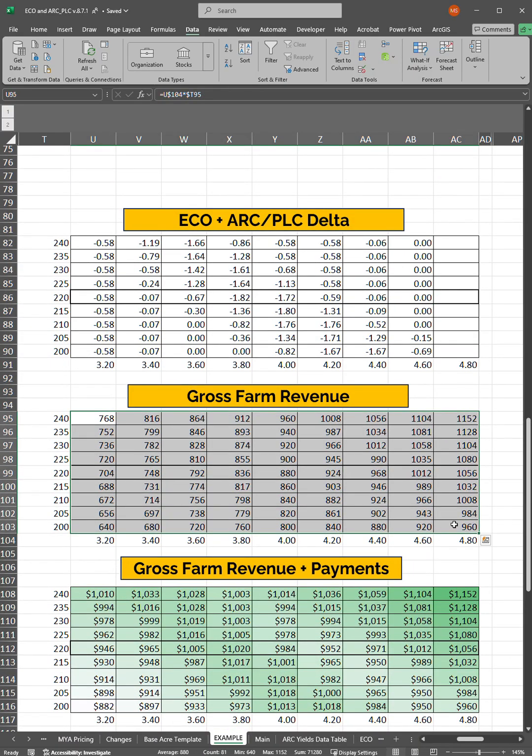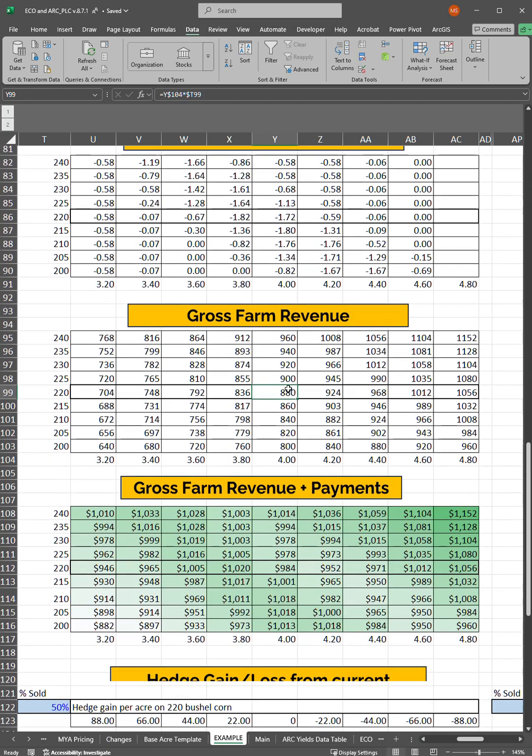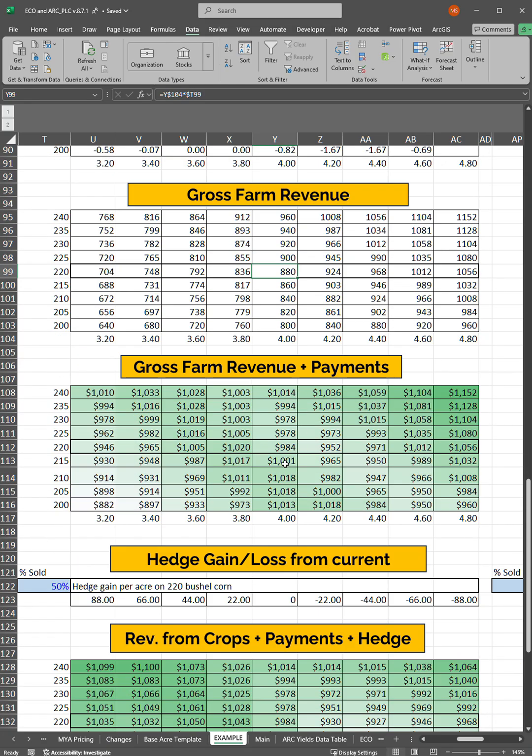If we combine that with your gross farm revenue, this is just a simple calculation of $4 times 220, 880 bucks of gross revenue. If we combine those two numbers, we get this outcome. So with payments, you could expect $984 an acre of revenue plus FSA payments. You can see that if we go from 4 down to 380, you actually increase your gross revenue by about $30, $40.